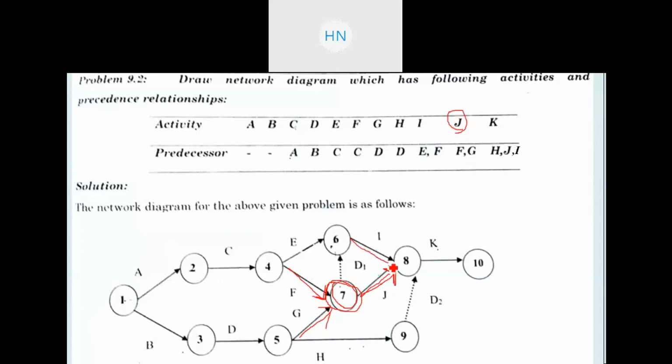Now after that, look for the last data, that is for activity K. Now activity K has three predecessors, H, J and I. Here you can see this activity has three predecessor activities, that is H, J and I. So in the network you can see we have I, here we have J, and one more, that is H, right? Now this H you cannot directly add onto this eighth event.